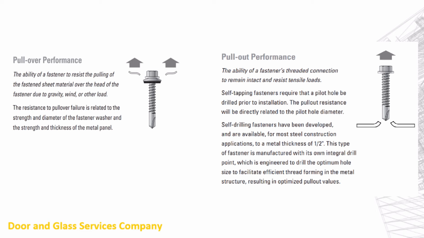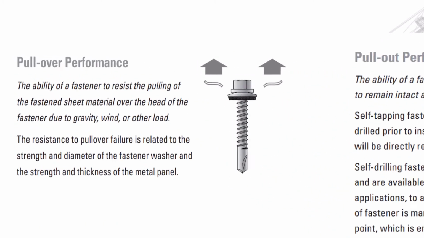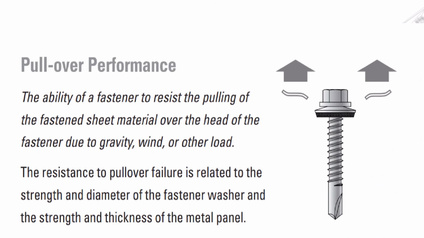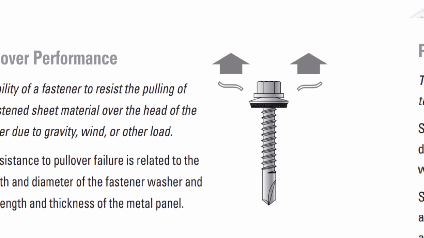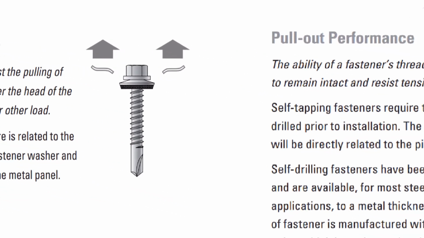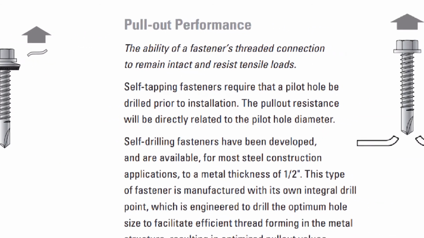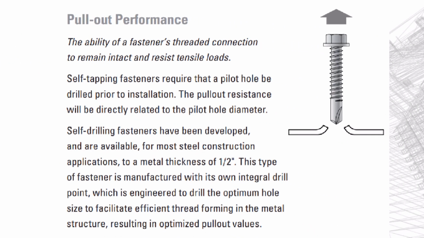Fastened connections can fail in a couple of different ways. There's a pull-over failure. That's when the material being fastened just pulls right off of the screw. Screw stays in place, it's still in the structure, screw didn't break, but the material itself has a bigger hole in it because it ripped off of the screw. We're talking about pull-out performance, which is shown in the illustration to the right.